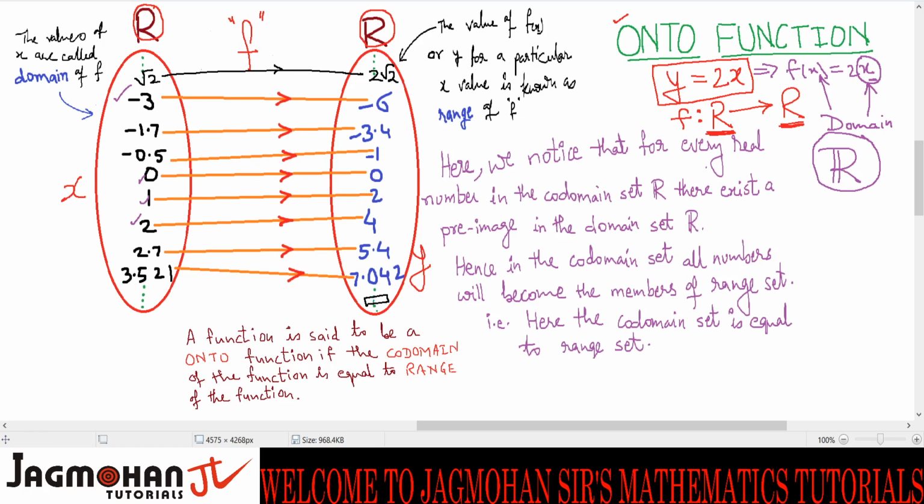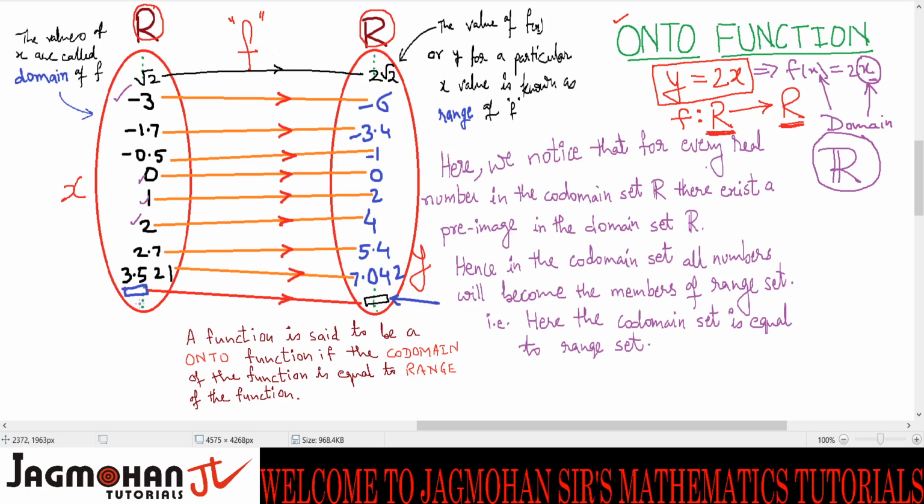Do you think that this number will have a pre-image in the domain set? My question to you is, if I am writing a real number in the codomain set, in this box, will there be a pre-image for this real number in the domain set? The answer is definitely yes.